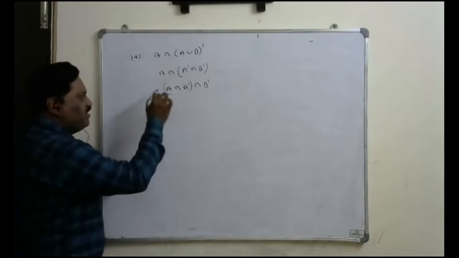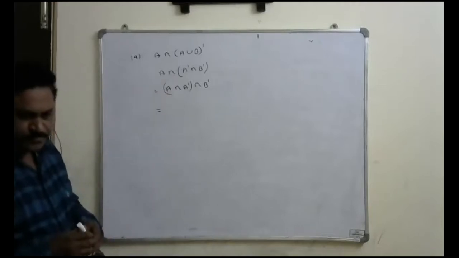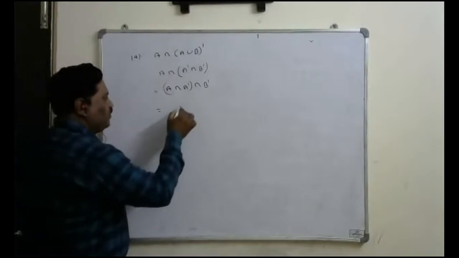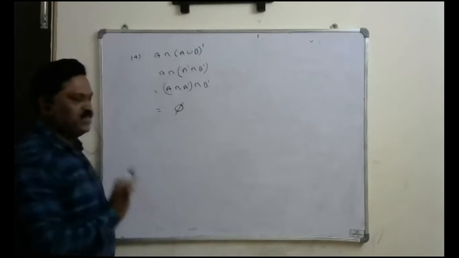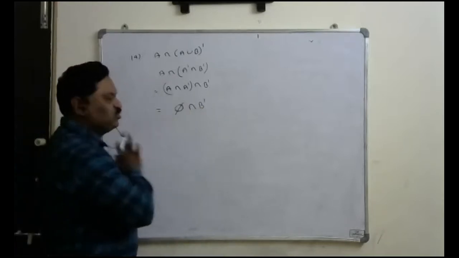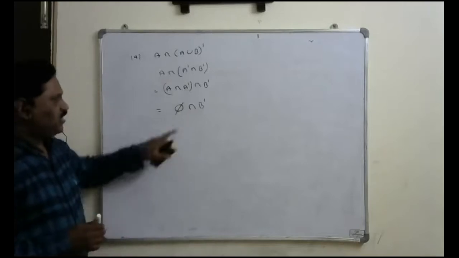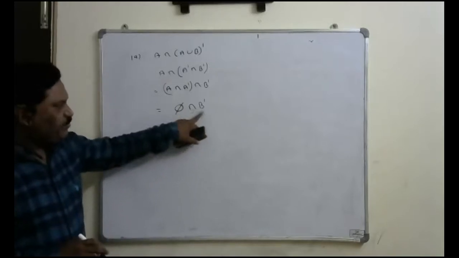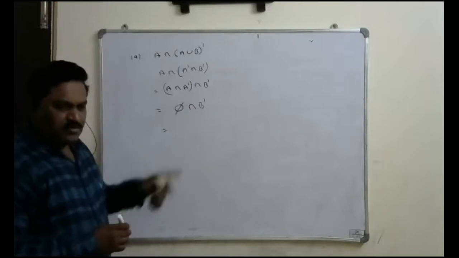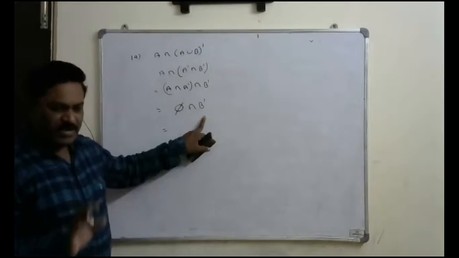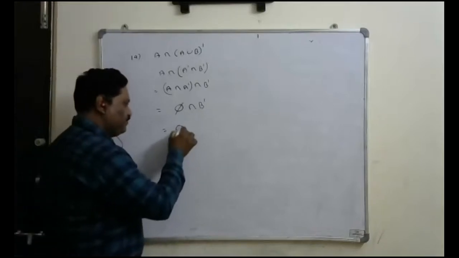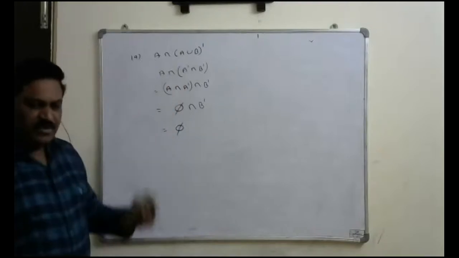Now tell me, what is A intersection A'? That is empty, phi. A intersection A' has no element. So it becomes an empty set intersection B'. What is it? No element and some element, so what is the common element? Nothing. Therefore, the answer is phi. Like that, you can solve it.